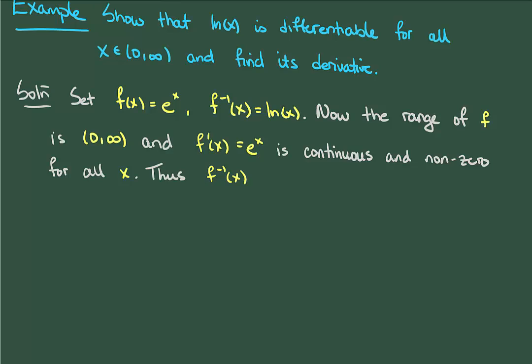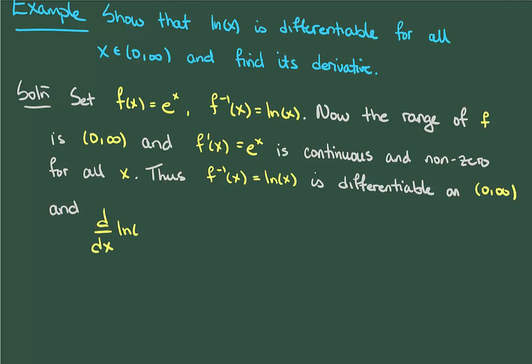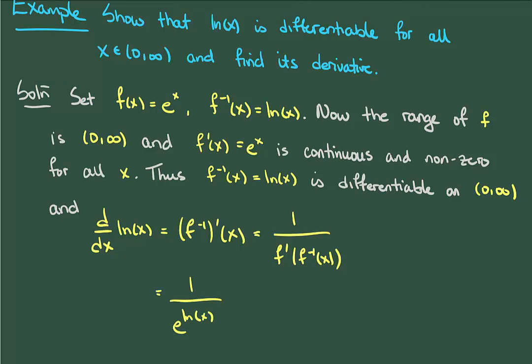Thus, per the theorem, we know that the inverse function ln x is differentiable on its domain, and by using the nifty formula above, we can find a formula for its derivative. We know that f prime of x is e to the x, and that f inverse of x is ln x. So plugging those in, and using the fact that these are inverses to one another, we find that the derivative of ln x is 1 over x.